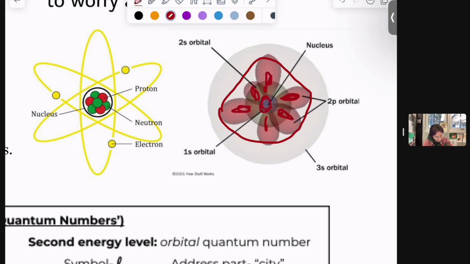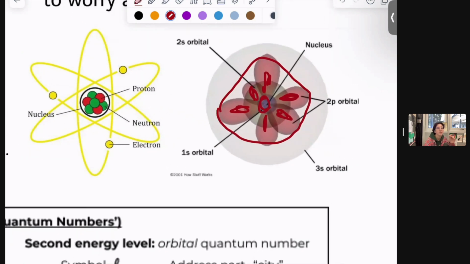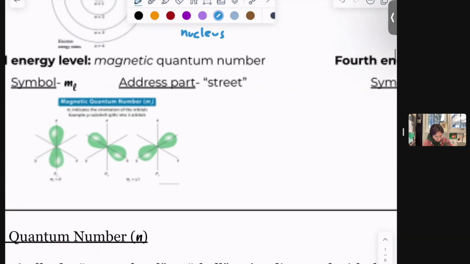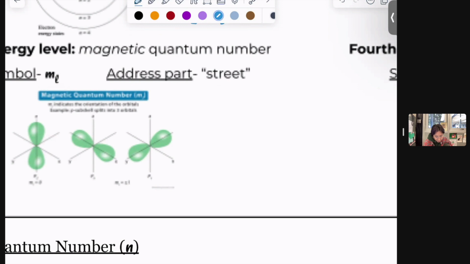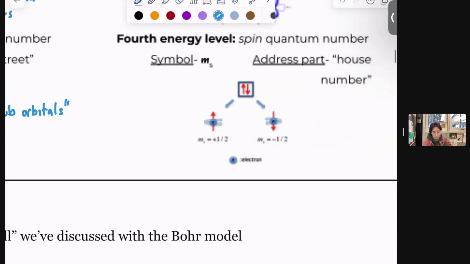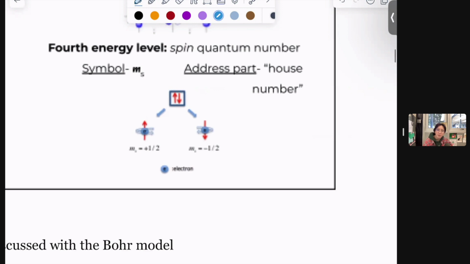Hopefully this will start to make more sense as we keep going. The orbitals are just general areas within the energy shell where the electrons can be. And within each orbital category, there are what I'm going to call suborbitals. Again, I'll clarify that in a sec. And then our final one: we can also have an electron with different amounts of spin. That's our most specific one.